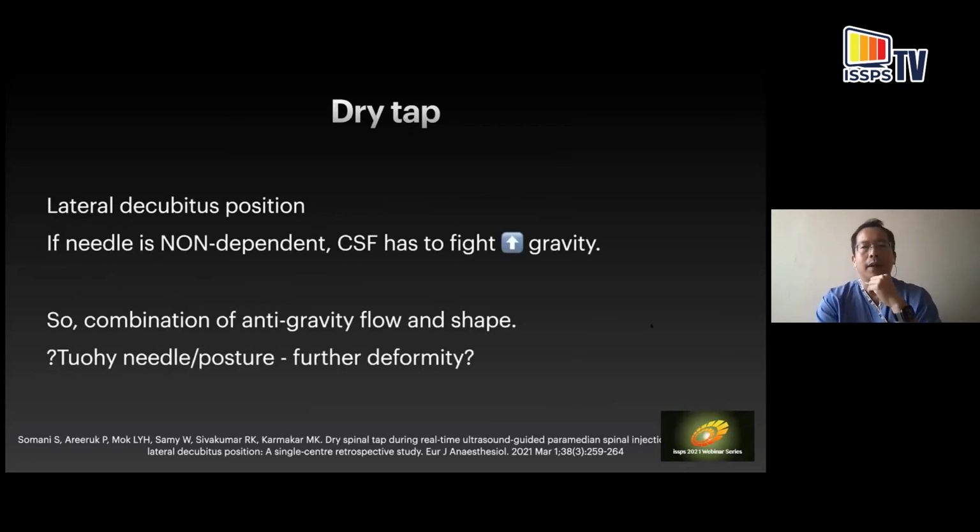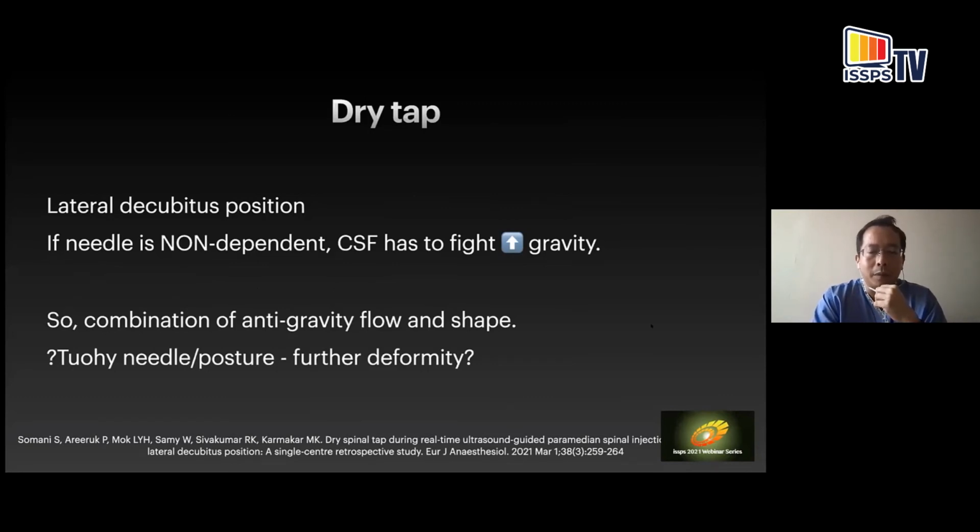The other problem is that we perform dry taps, spinal taps, with the patient in lateral decubitus position. And so if the needle is non-dependent, so you're inserting it from the non-dependent portion into the spinal canal, then the CSF has to fight against gravity. And so you now have a combination of anti-gravity flow and a distorted shape.